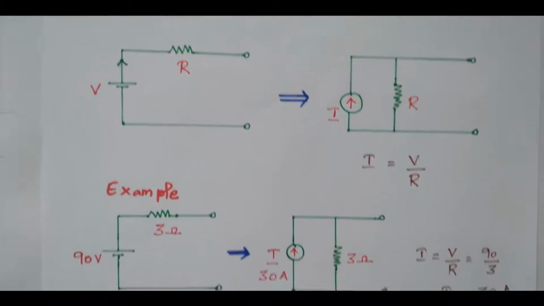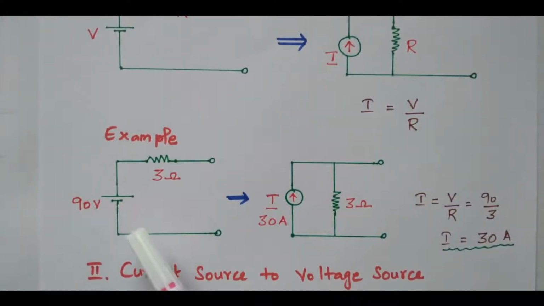We'll see one example. So here one voltage source is available in series with the internal resistance, 3 ohm. So this voltage source can be converted into current source in parallel with this 3 ohm internal resistor. So the 3 ohm resistor is now connected in parallel. Voltage source is converted into current source. What is this current value? I equal to V by R. V is nothing but 90 volts. R is 3 ohm. So 90 by 3, 30 ampere. So we calculated the current source value is 30 ampere. Right? So this is the conversion of voltage source to current source.